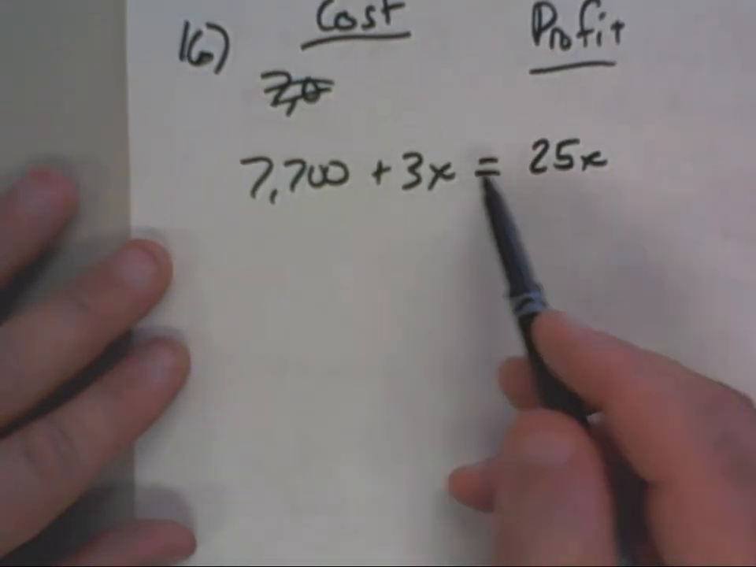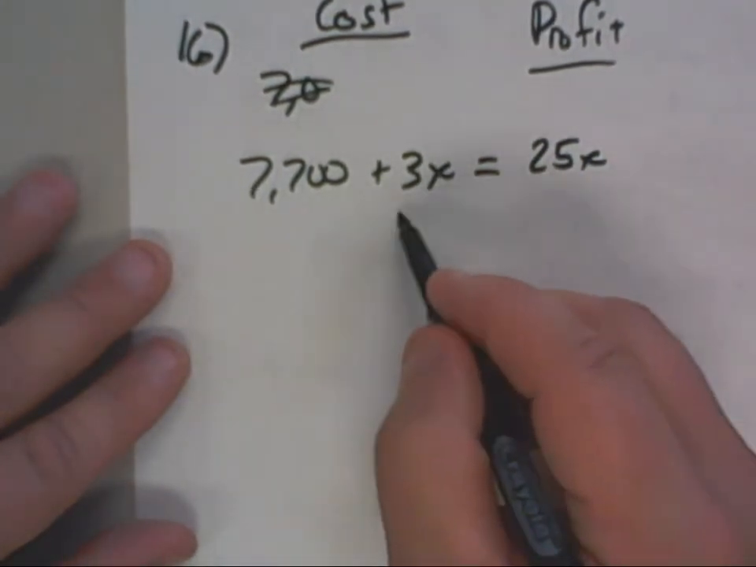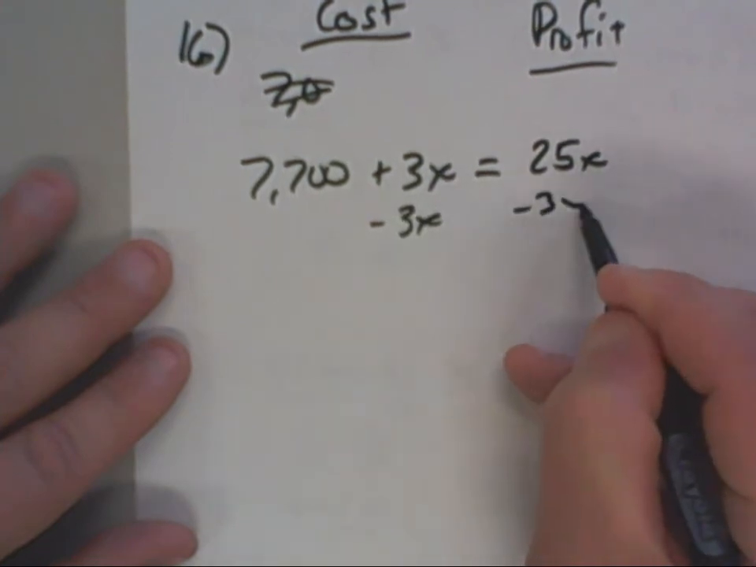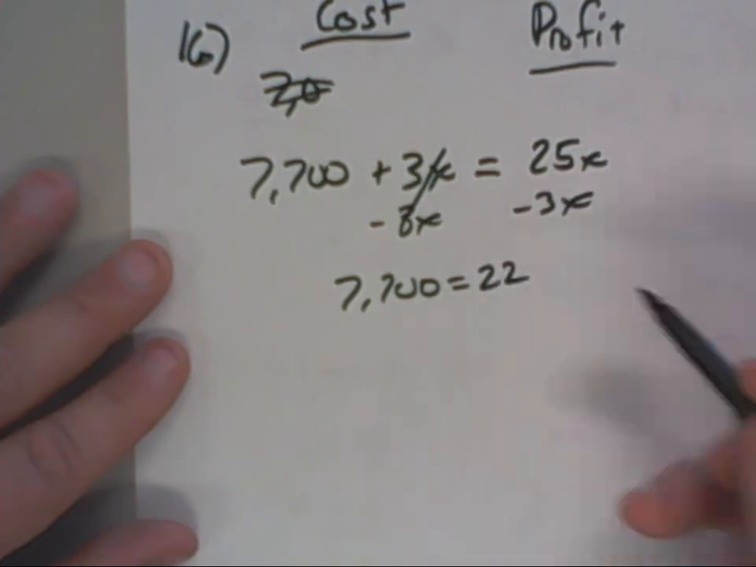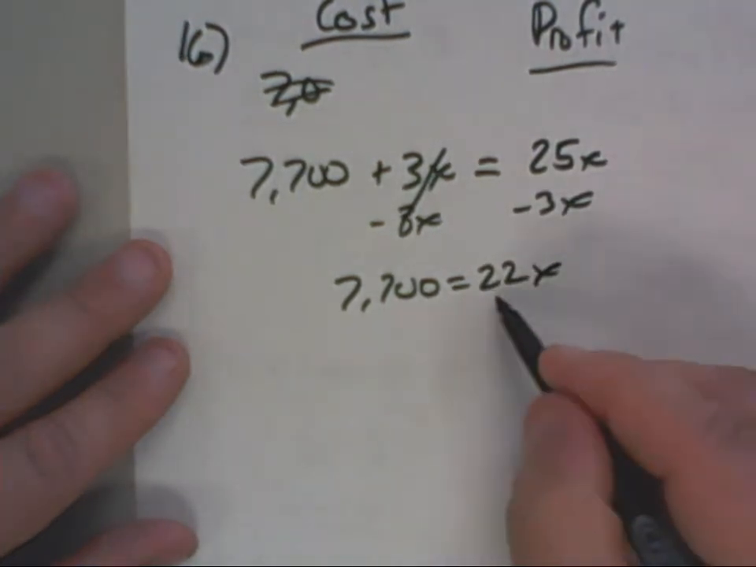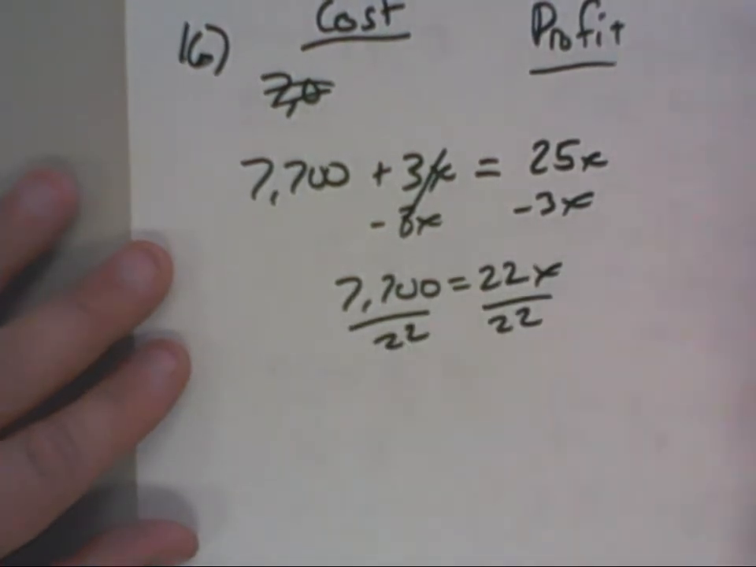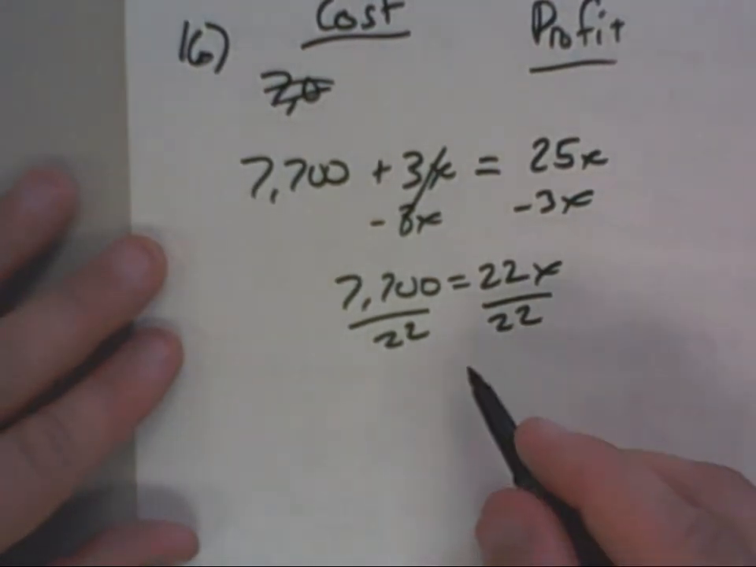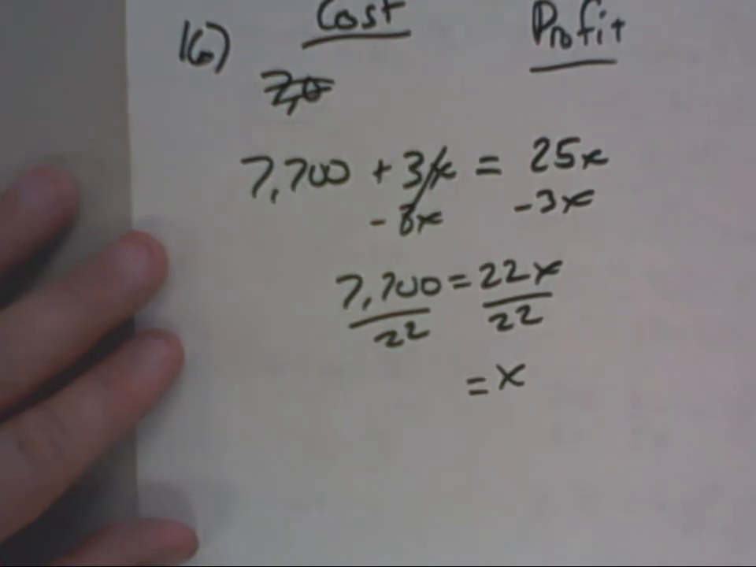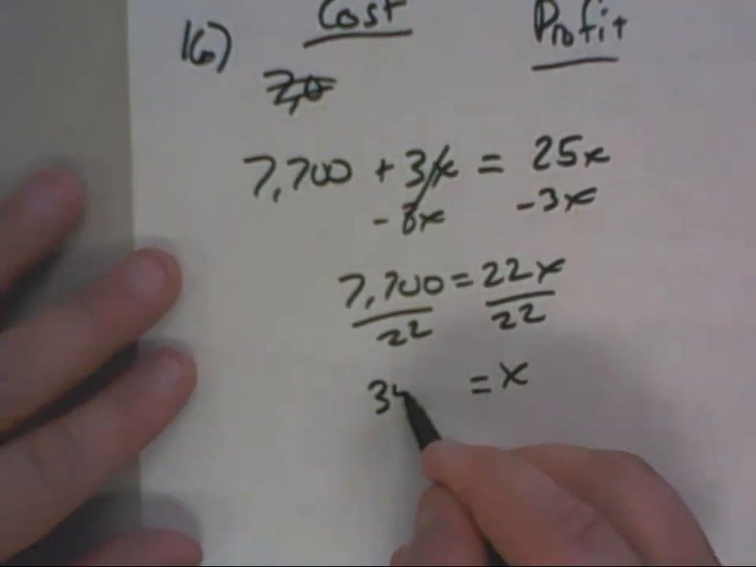We have our cost, we have our profit, and to figure out what X is, I'm going to subtract 3X from both sides. So 7,700 is going to equal 22X. And if I divide both sides by 22, we get the answer for number 16, which is that X is 350 haircuts.